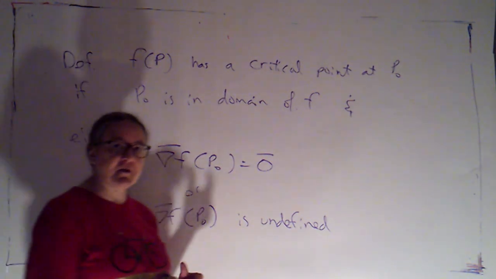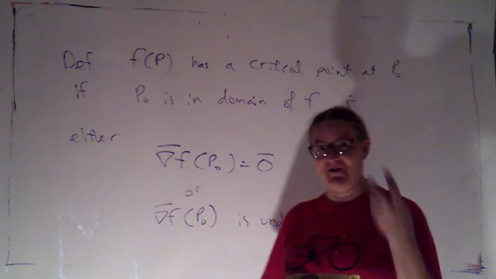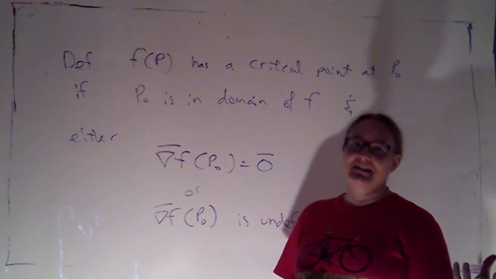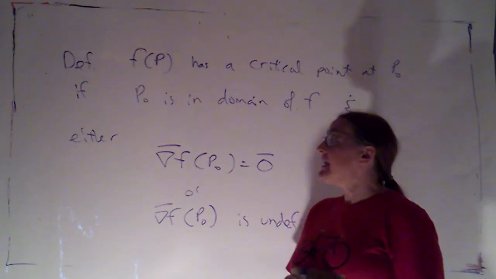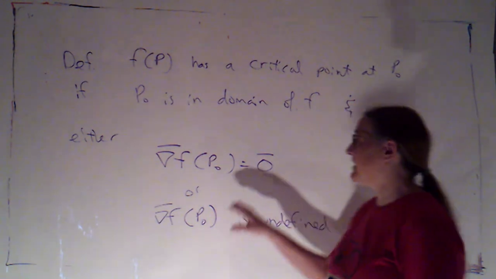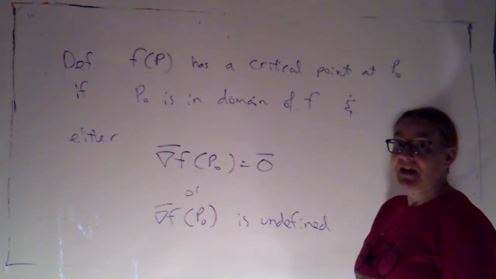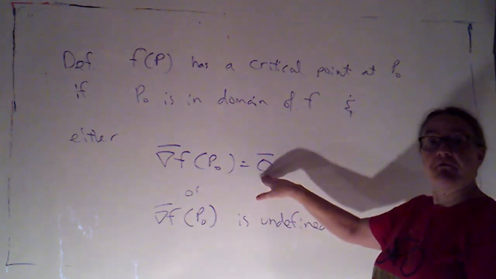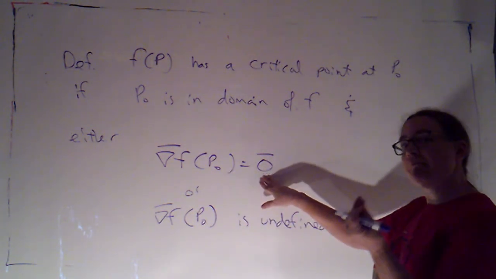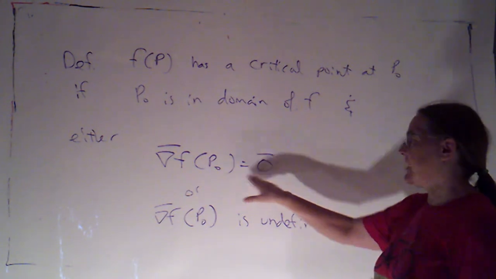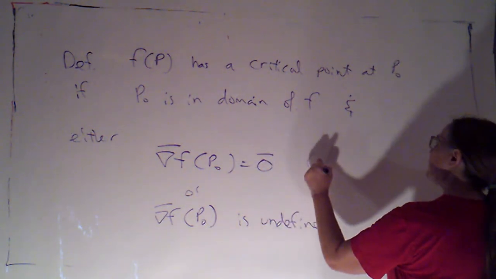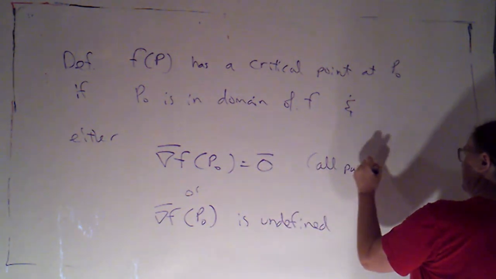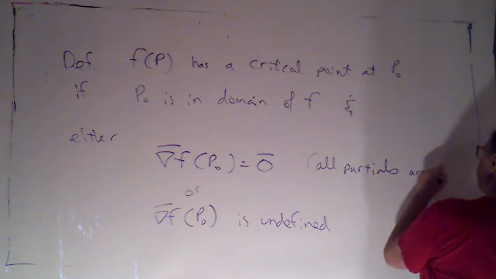For functions of more than one variable, it's possible to have a function that's not differentiable, but the gradient still exists at some point. But if that location is a critical point, the gradient will still be zero. Okay. So, one thing to point out, if the gradient is the zero vector, that of course means that every component of the gradient is zero. So this would mean that all partials would have to be zero.